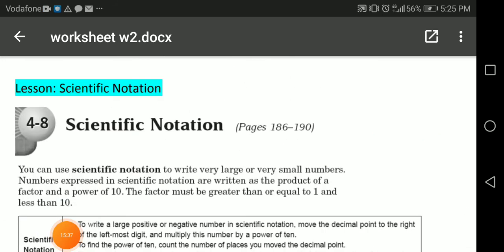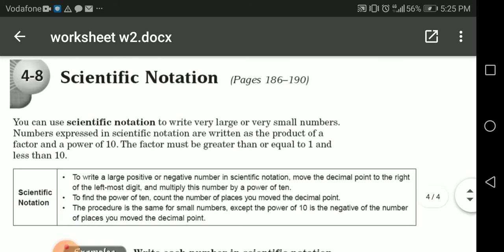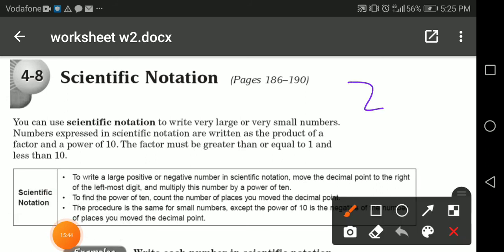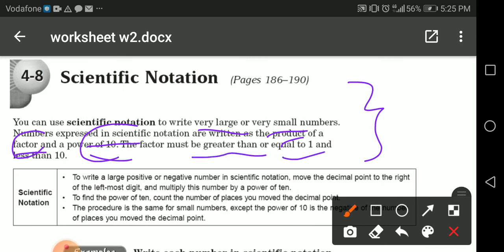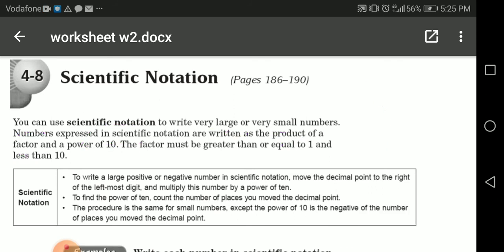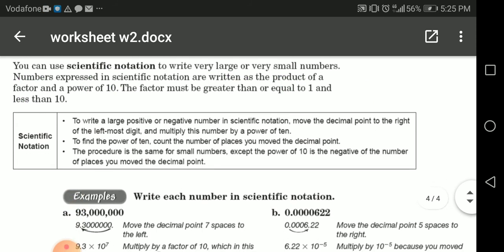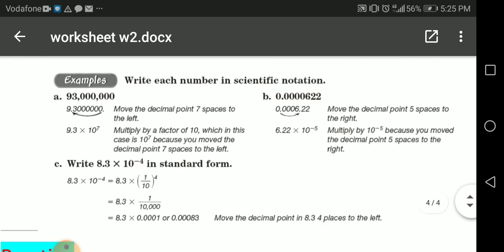Guys, let's go to the next lesson. It's scientific notation. How can I solve this? We can use scientific notation, guys. It's important to know about scientific notation to write very large or very small numbers. Numbers expressed in scientific notation are written as the product of a factor and a power of 10. Of course, it must be a power of 10. The factor must be greater than or equal to 1 and less than 10. What are you saying, Miss? Let's see this by examples. Okay, we have this example.